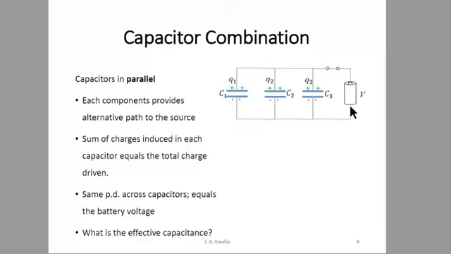This is what I mean. If an electron leaves this side, it can decide to go through this one or that one. So these two capacitors are providing an alternative path for the electron to go through. So they are in parallel. Alternatively, the electron can pass through here to the high potential end of the battery or the cell. So all these three capacitors are in parallel. That's what we mean by parallel connection.